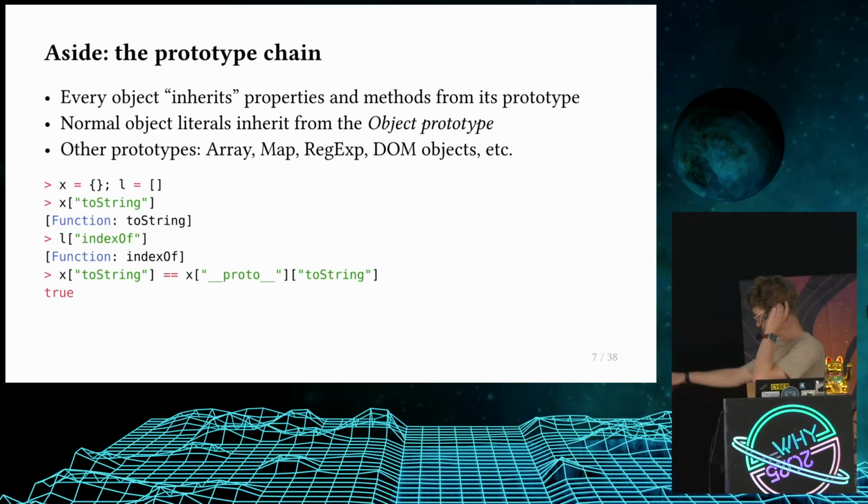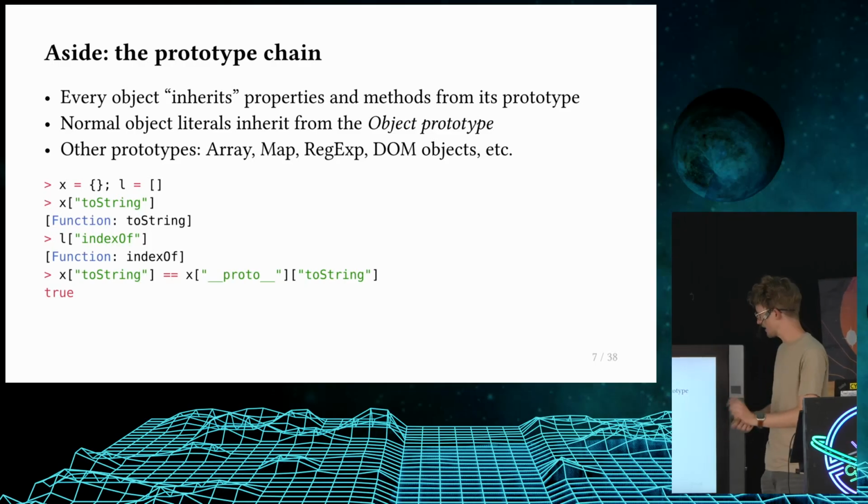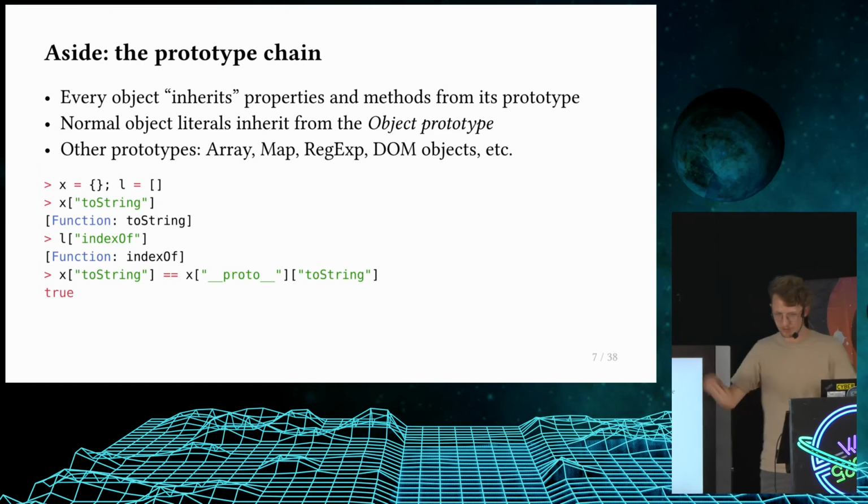If you're not familiar, it might look a bit weird, but the bracket property access is just a different notation for dot notation, basically. It's all just property access. And we can see that the toString property of this empty object X is equal to the toString of its prototype. So it's the same thing.